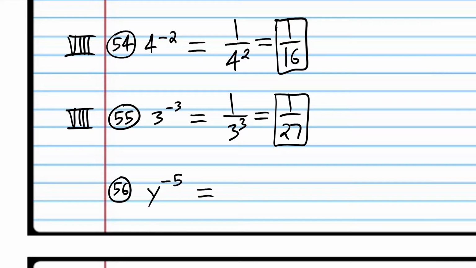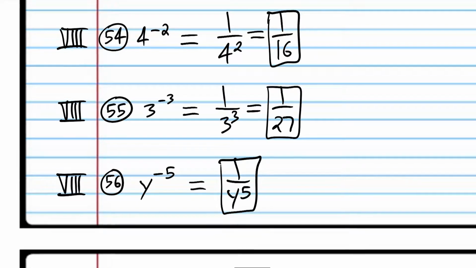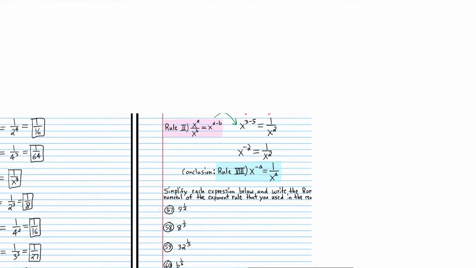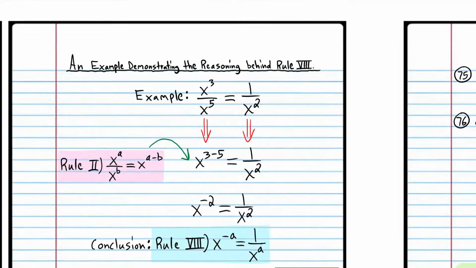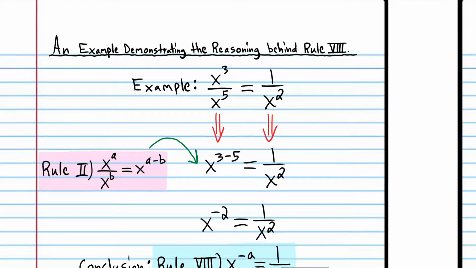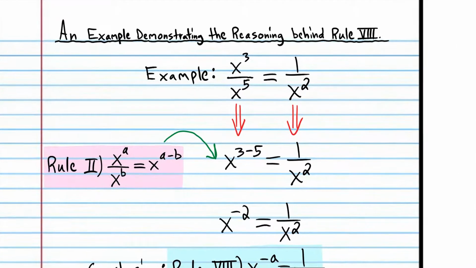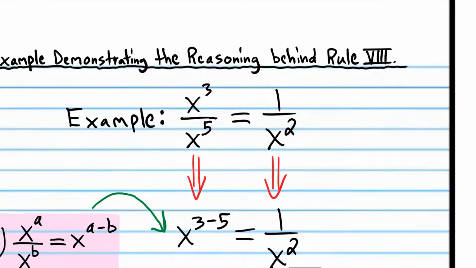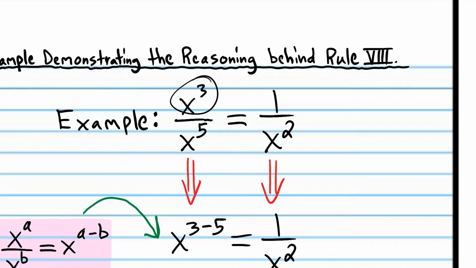All right, we're back. So that would just be 1 over y to the 5th power. If you got that answer, good job. That's rule number 8. Okay, so the big question is, why is that? Why does a negative power become a fraction? Well, again, it's just an attempt to universalize the exponent rules. So if we use this as an example, x cubed over x to the 5th.